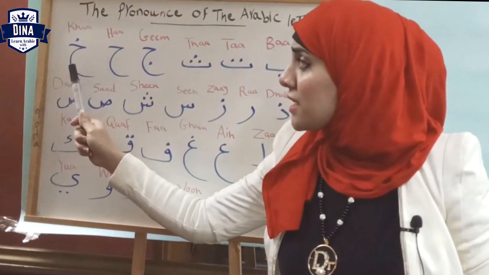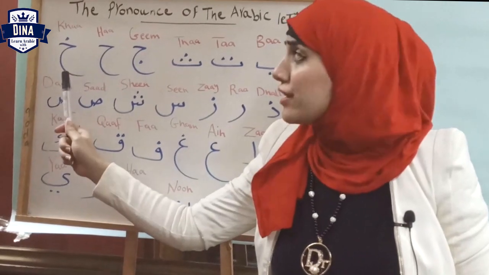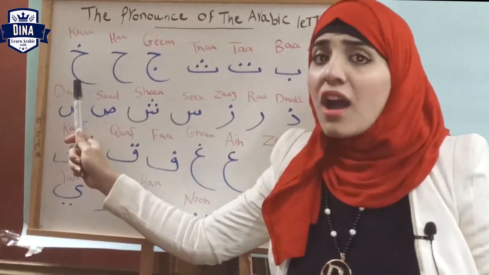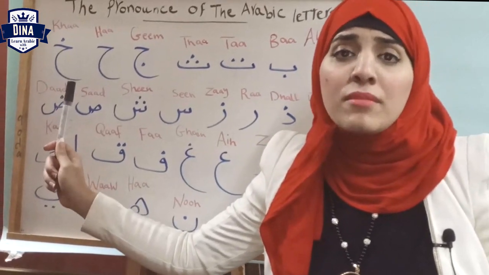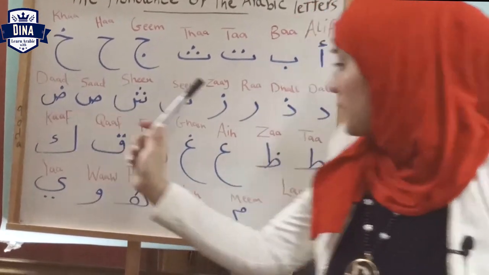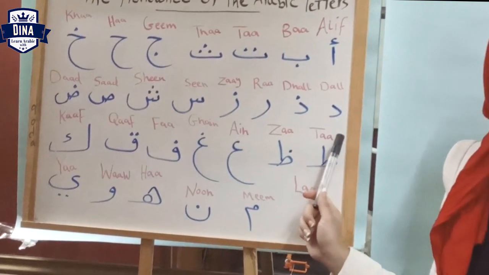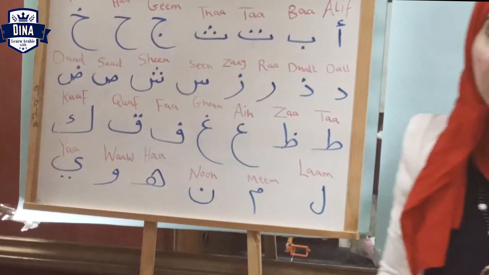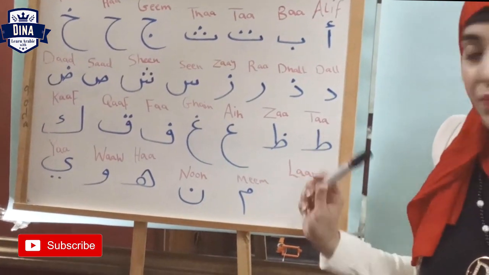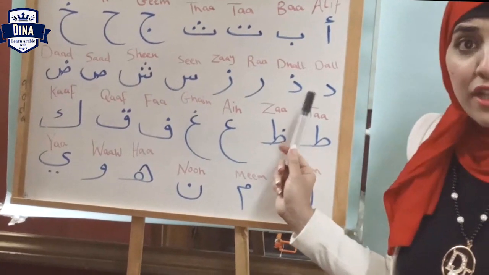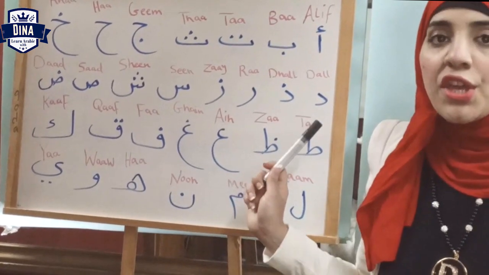The next letter in Arabic has a sound that equals TH in English, when I say Khalid. Khalid is the name of a man. Dal sound in Arabic equals D in English, when I say dream. Dream. The next sound in English equals this.